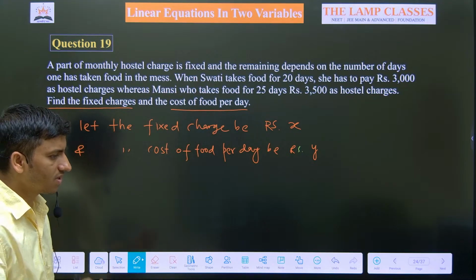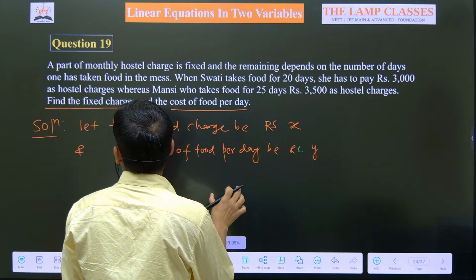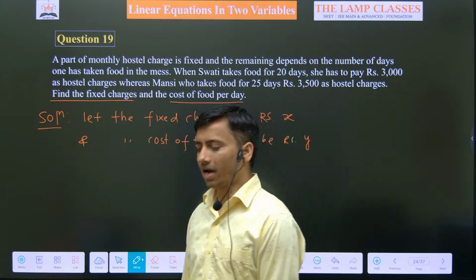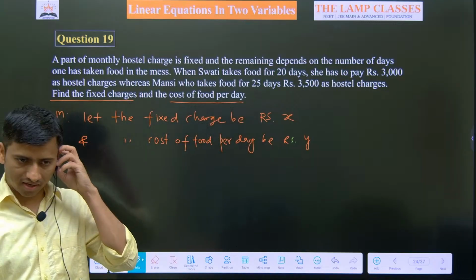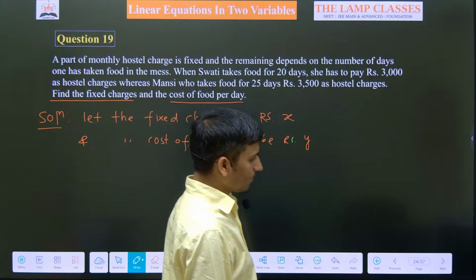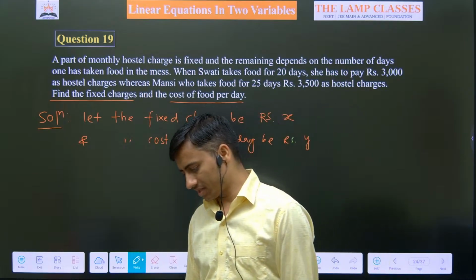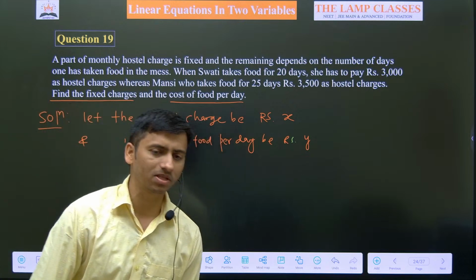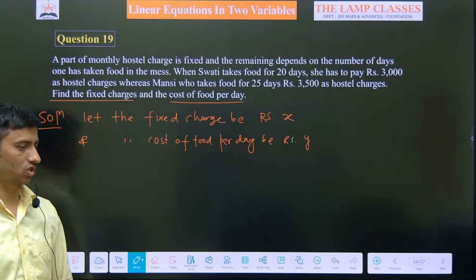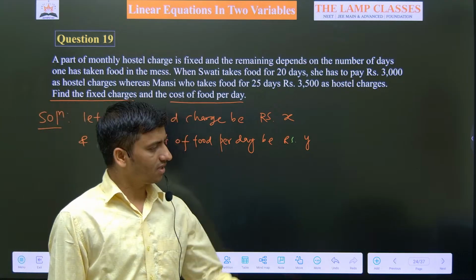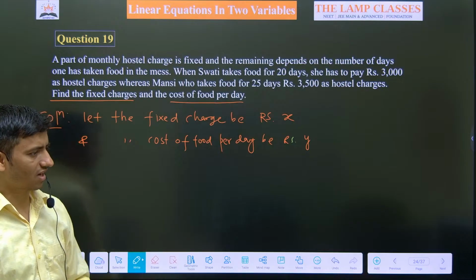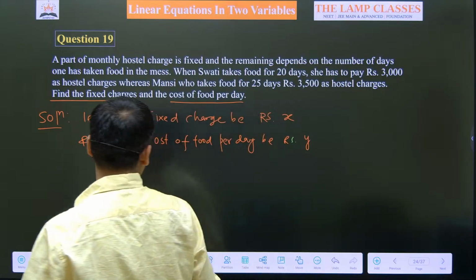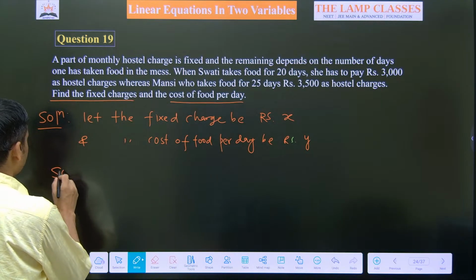And now let's frame the equation. This question is actually similar to the taxi problem. If you are traveling for 10 kilometers, you have to pay, let's say, 50 rupees. And if you travel for 15 kilometers, you have to pay 65 rupees. Then what will be the fixed charge and per kilometer charge of the taxi? This is somewhat of that kind only, and I think in 9th class also, in linear equations in two variables, you might have framed the equation. So now let's frame the equation based on the given condition.